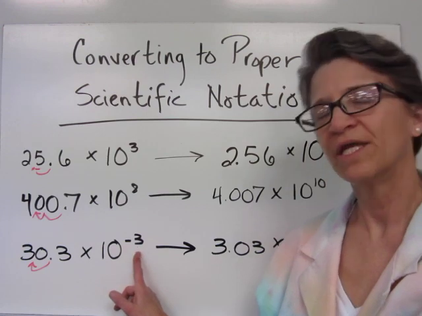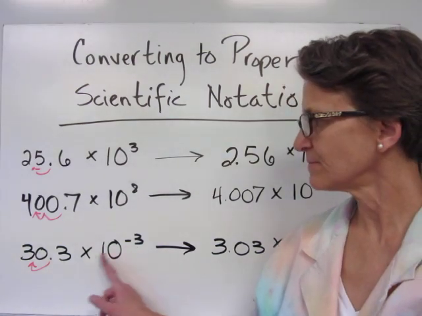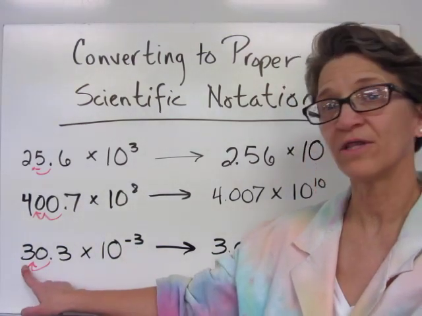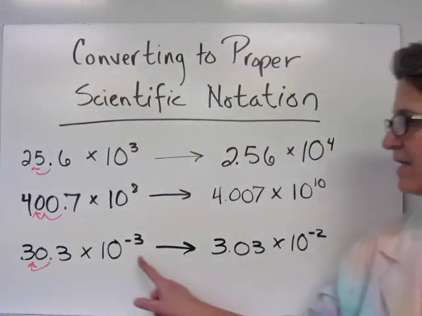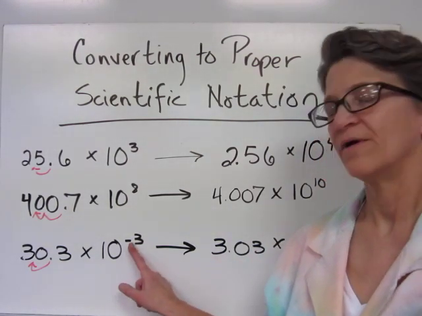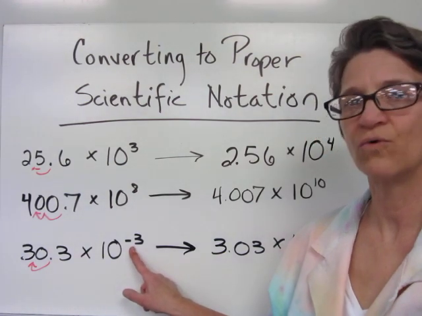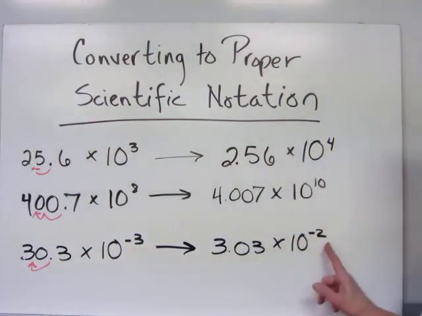30.1 with a negative exponent. I'm moving it 1 to the left to be 3.01. Your power of 10 will go to 10 to the minus second.